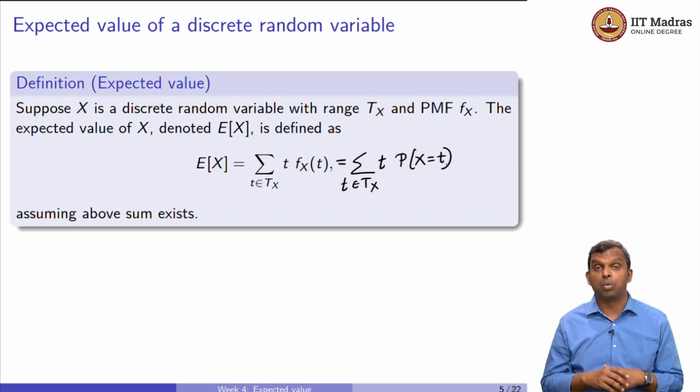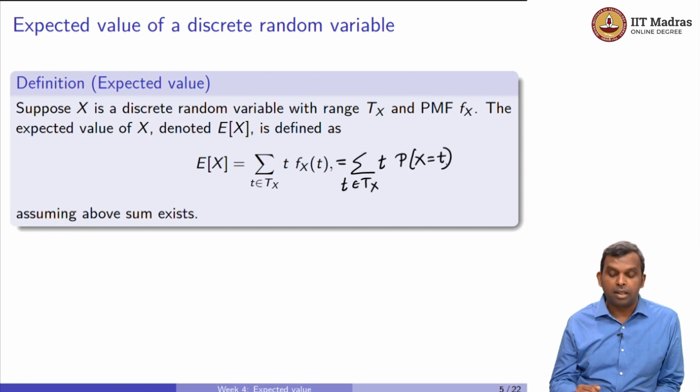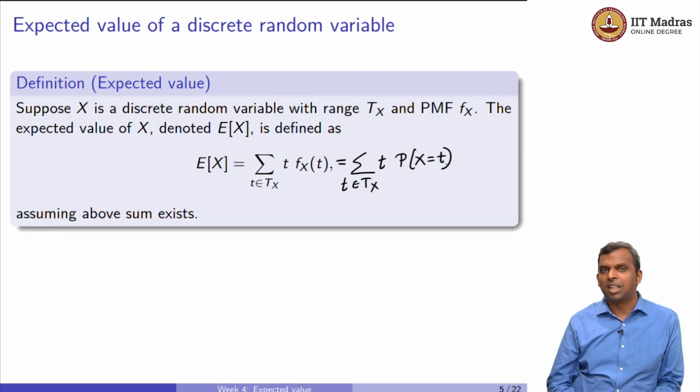So once the PMF is given, once the distribution is given, the expected value is the same. Some people, for this reason, refer to E of X actually as a function of the PMF and not of the random variable itself. But it's very important to write it as E of X. You'll see why expected value of X is a very useful thing to have.